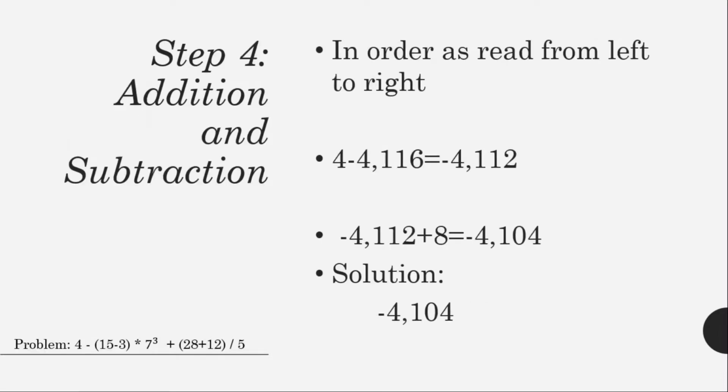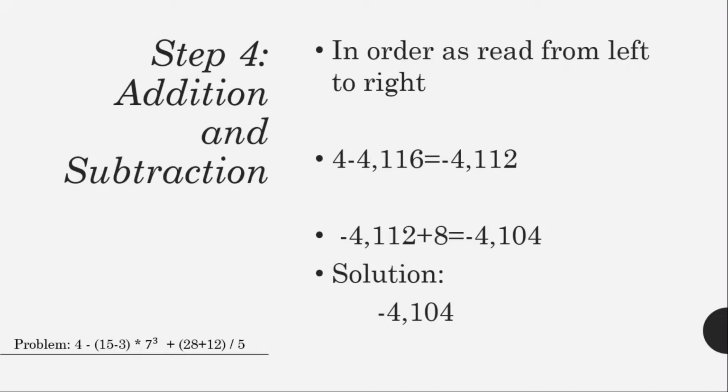Step 4 is addition and subtraction. Again, addition does not always come first. You do whichever operation comes first in the expression when reading it from left to right. We happen to have subtraction first. We take the 4 and subtract the 4,116 from our previous steps to get negative 4,112. When we put that in our new problem, our next step is to add 8. Negative 4,112 plus 8 is equal to negative 4,104. So this is our solution.